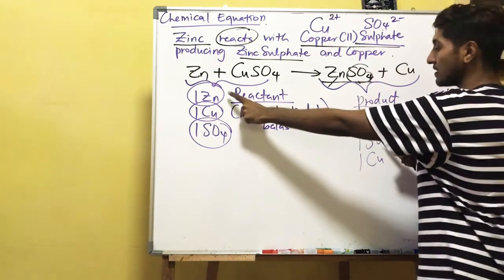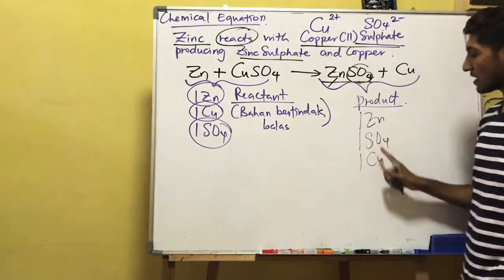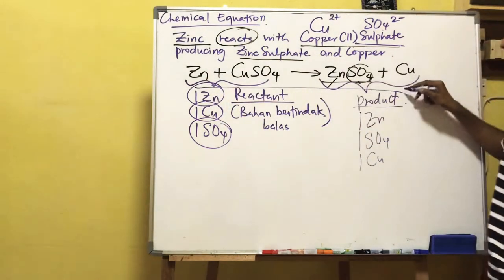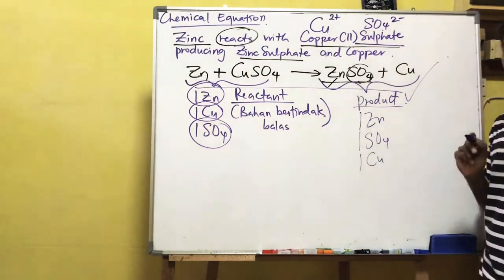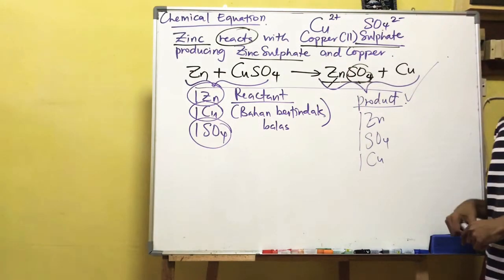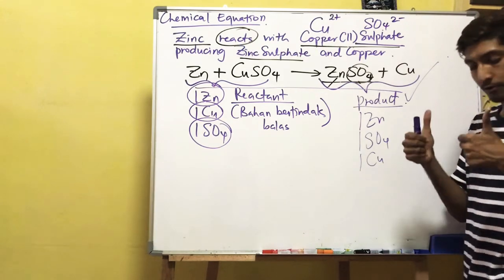Jadi stable tak? Balance tak? 1 Zn, 1 Zn, 1 Cu, 1 Cu, 1 SO4, 1 SO4. Oleh itu persamaan ini telah seimbang. Inilah persamaan yang kita mahukan. Okey? Jadi lepas ini saya akan bagi contoh persamaan yang tidak seimbang dan kita perlu seimbangkan macam mana. Okey?